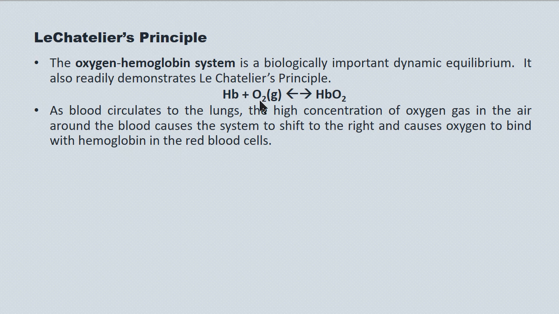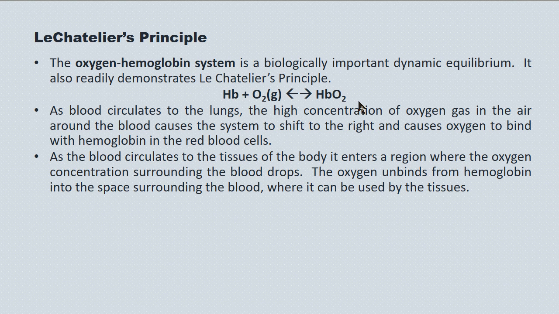In terms of Le Chatelier's, we would say we're adding a gas phase reactant, so the system reacts to shift away from reactants and to favor products. In your tissues, though, the blood enters a region where the surrounding tissue is depleted in oxygen, so oxygen unbinds from the hemoglobin, and the system shifts to the left to favor increased concentration of the oxygen in the gas phase. The oxygen, of course, moves to your tissue where it's used to burn sugars.